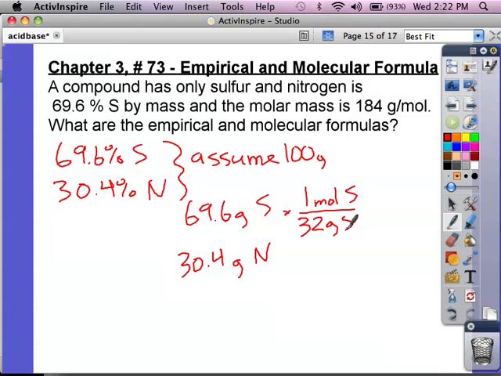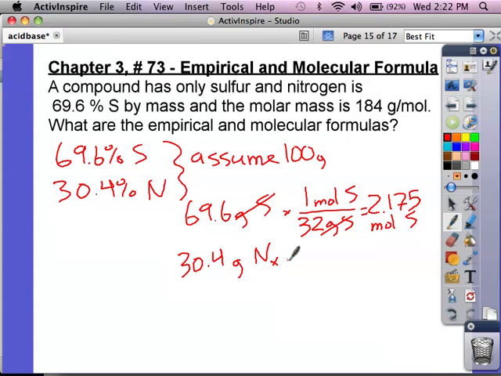So remember, 32 grams of sulfur, we have 1 mole, so therefore these units cancel, and we're left with 69.6 divided by 32, 2.175 moles of sulfur. Now, we want to do that in order to compare apples to apples, because the molar mass of sulfur and the molar mass of nitrogen are going to be different, so we want to get them in a unit that we can compare directly.